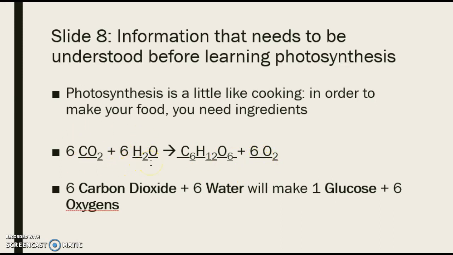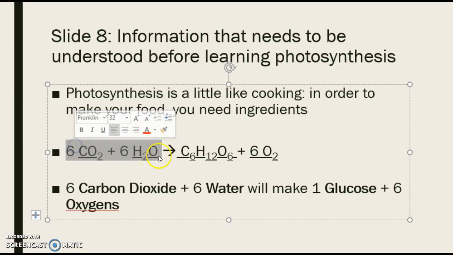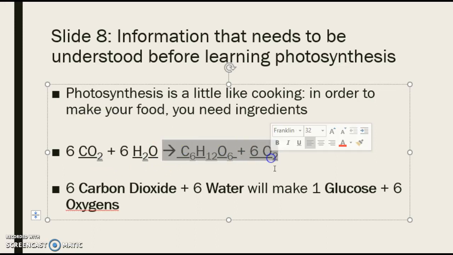In chemical equations, the side before the arrow, these are called the reactants. They react together. The side after the arrow, those are called the products. They are produced as a result of this chemical equation taking place.